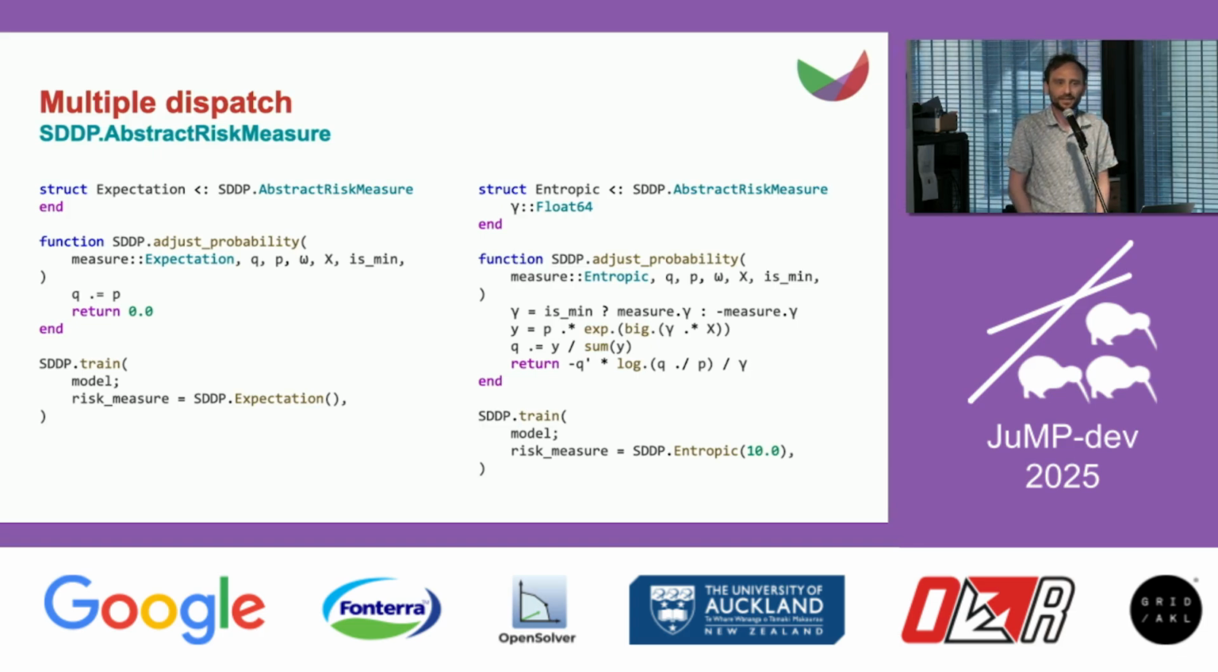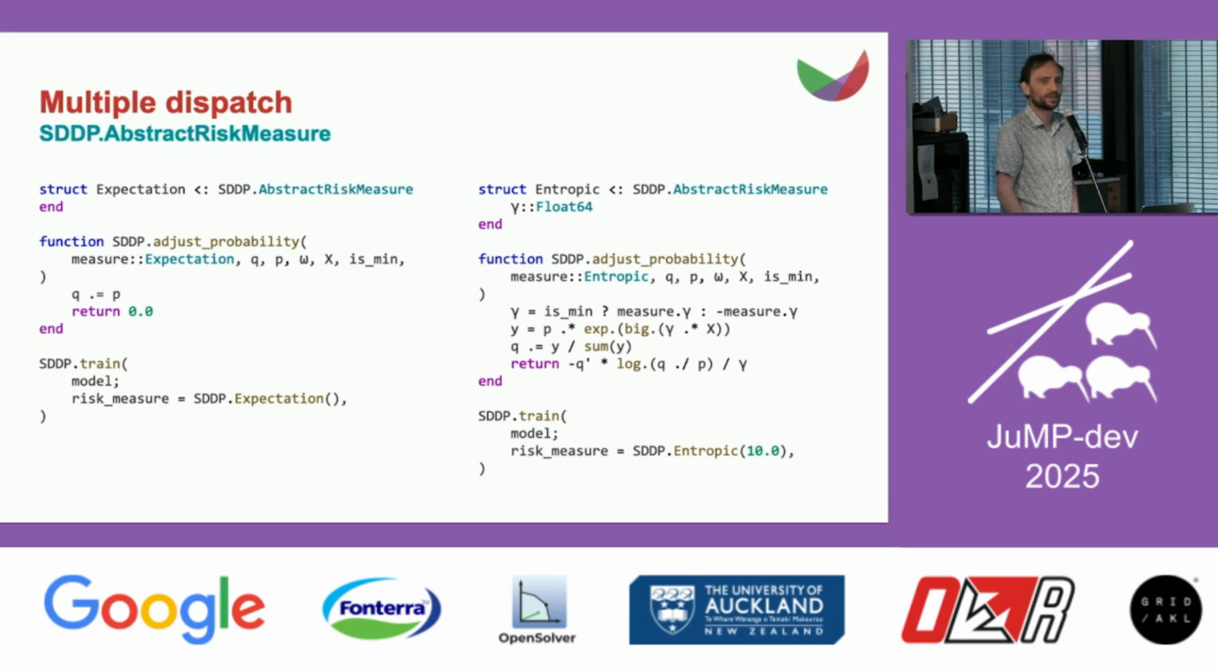One of the ways that we use this multiple dispatch is for our risk measures. The nice thing is it's a couple of lines if you come up with a new risk measure. On the left, you define a new abstract risk measure, in this case for the expectation operator. You need to implement one method in Julia, in this case called adjust probability. It takes in a bunch of arguments that we won't get into. And then when you're training, you can say, I want to train my model using risk measure equals expectation. If you had a different risk measure, in this case the entropic risk measure, you write a separate 5 or 6 line function, and then you say SDDP.train and pass in a different risk measure.